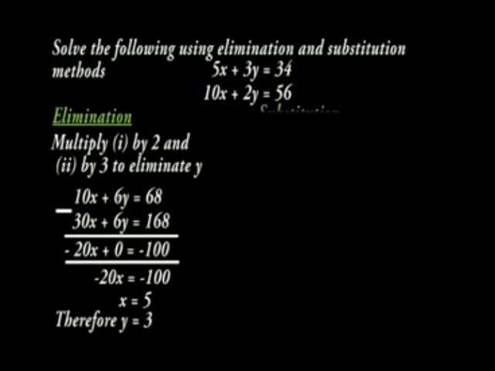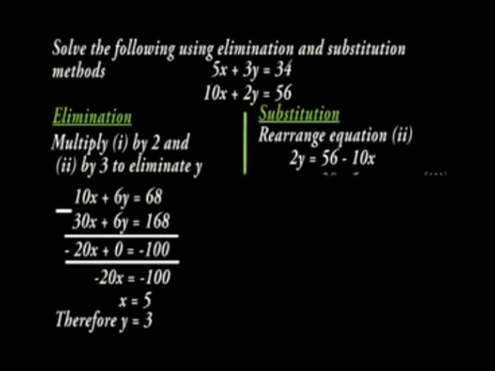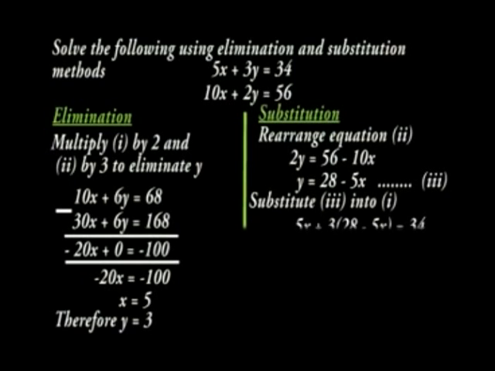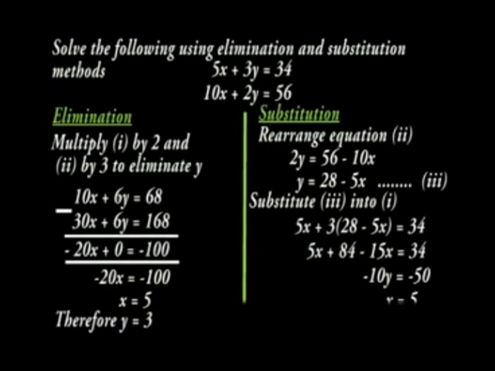In substitution, we rearrange equation 2. That's 2y equals 56 minus 10x. Y is equal to 28 minus 5x. Substituting equation 3 into 1, we have 5x plus 3 into 28 minus 5x equals 34. We solve that and find x is 5, y is 3.